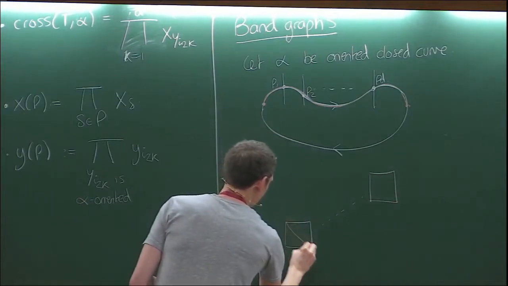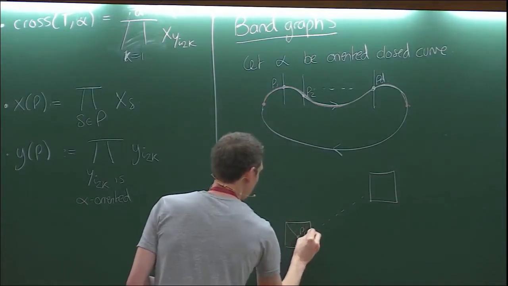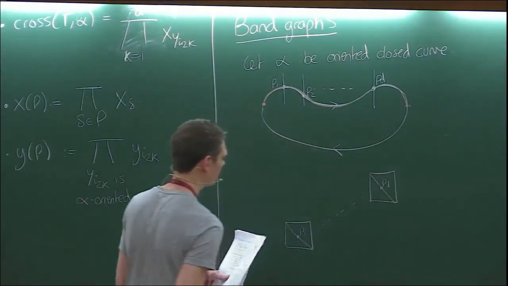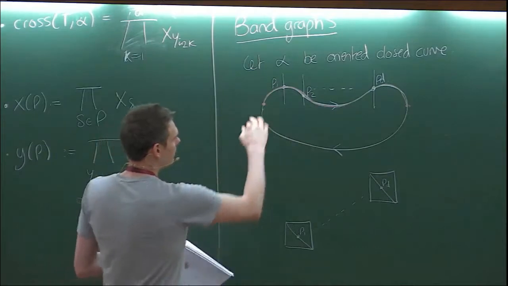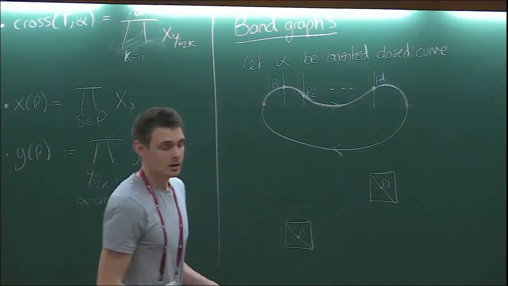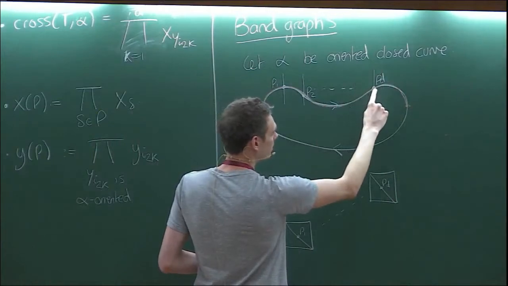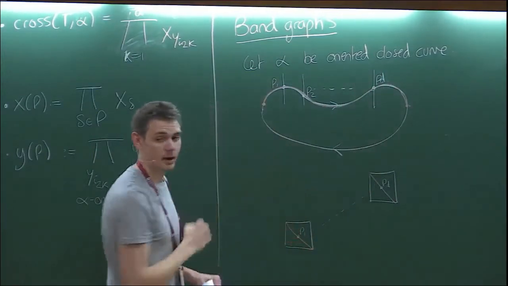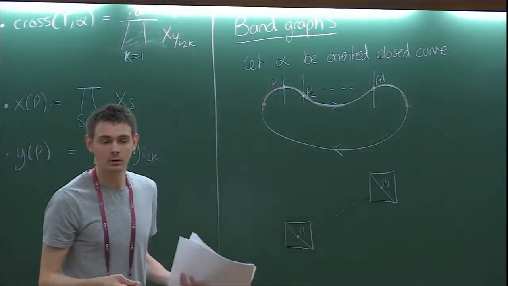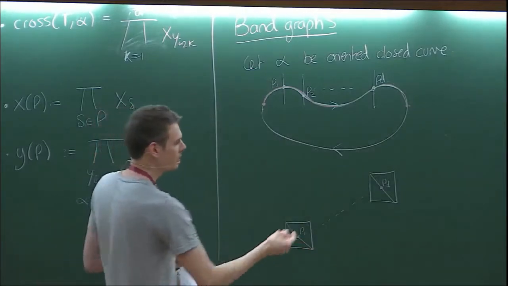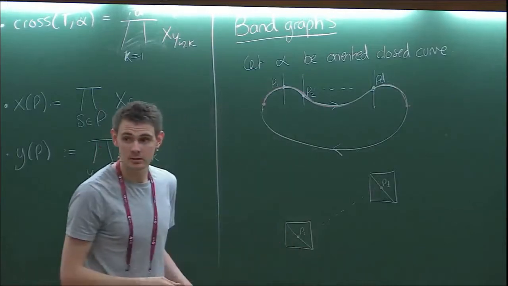So the first tile we know contains P1, and the last tile will contain PD. But this is a closed curve, right? And so really, we should be finishing this procedure by going from PD back to P1. If we follow this procedure, then it will give us a way to glue this tile to this first tile. Right.